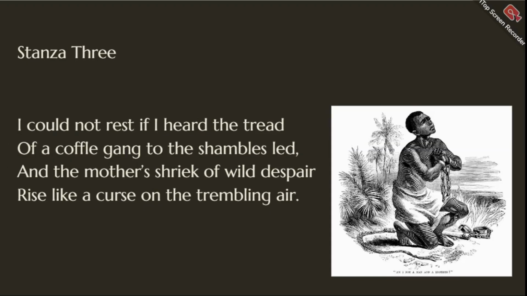Here, Frances Harper says, I could not rest if I heard the tread of a coffle gang to the shambles led, and the mother's shriek of wild despair rise like a curse on the trembling air.